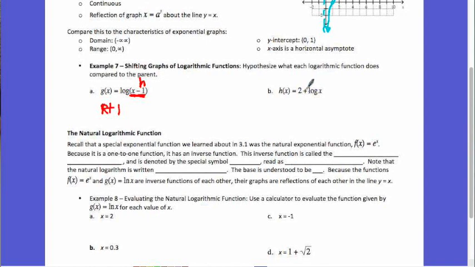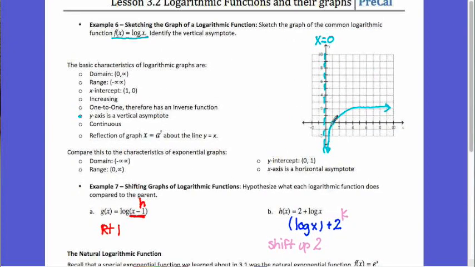This one over here, the 2 is not grouped with the x. We could actually rewrite it as the log of x plus 2, but usually they put the 2 in front so they don't have to worry about the parentheses. So the 2 would become a k. That's going to be my vertical shift. We're going to shift up 2. If I'm shifting up and down, the asymptote won't move. I'm basically just moving the points up or down along this line.